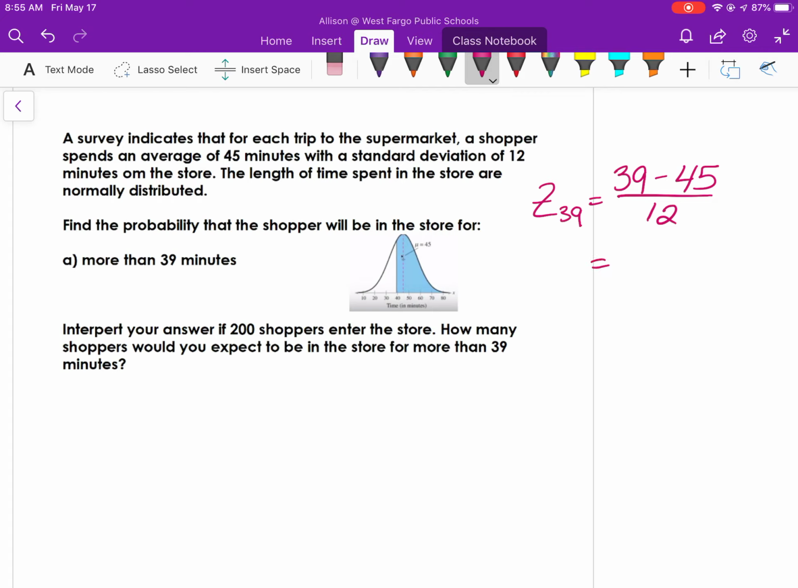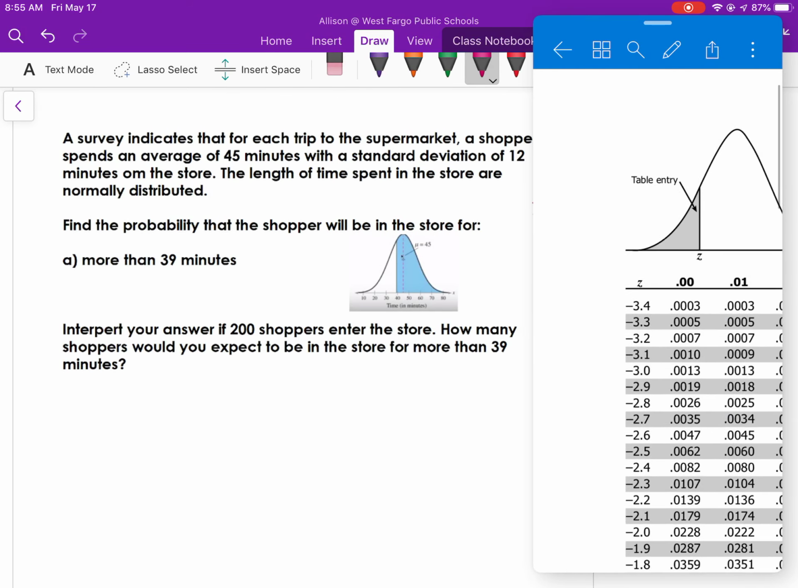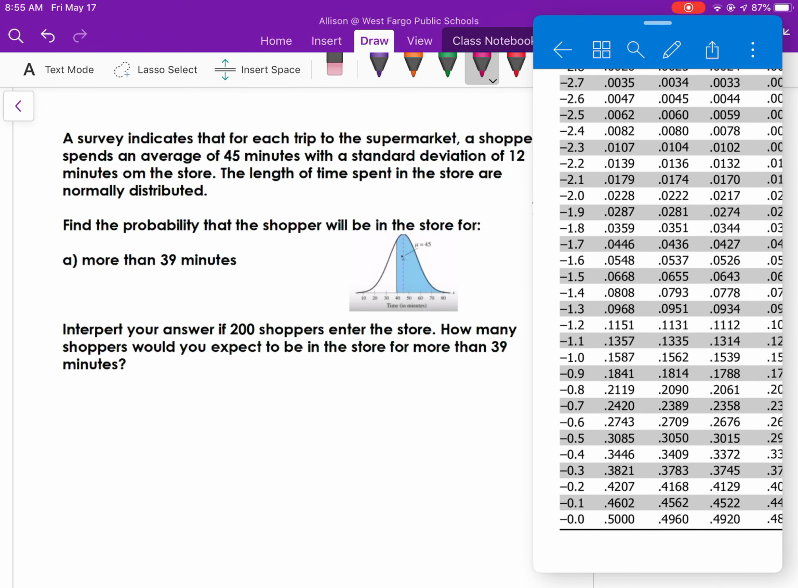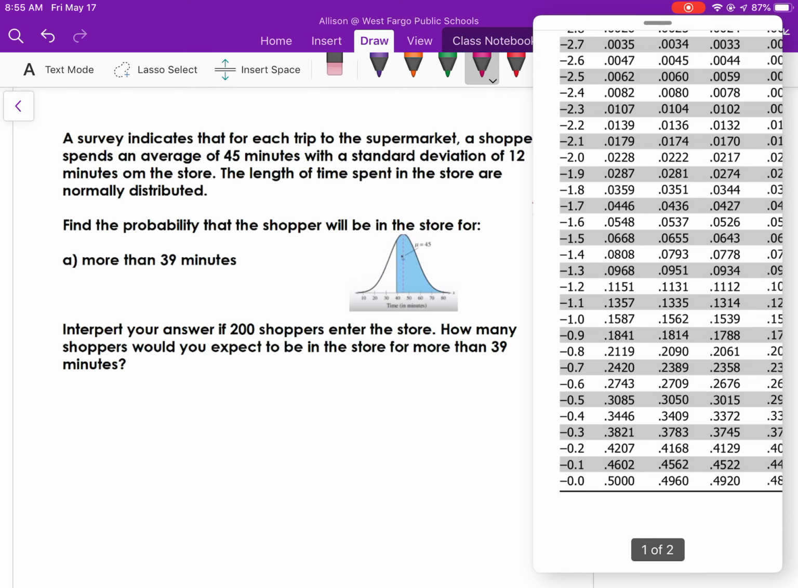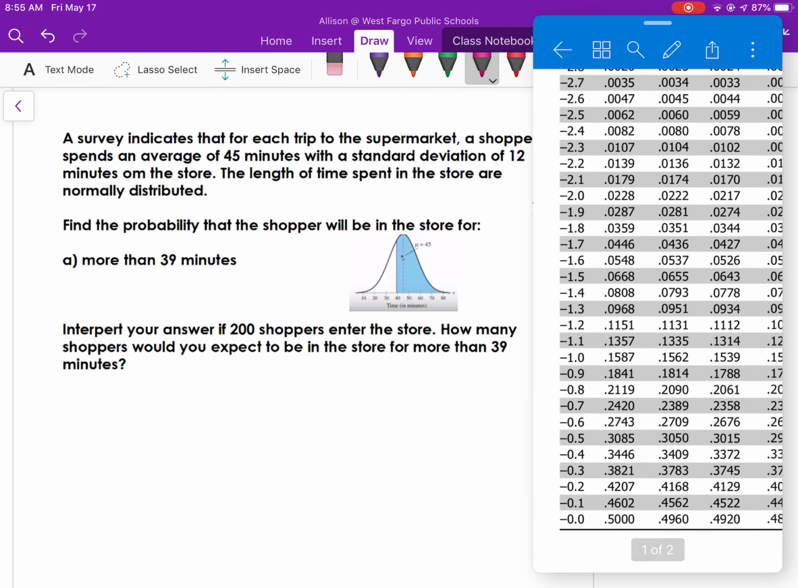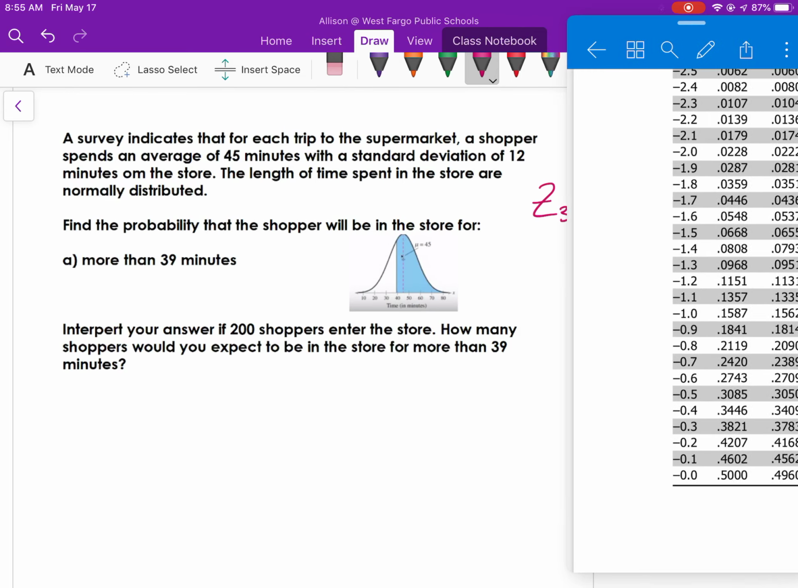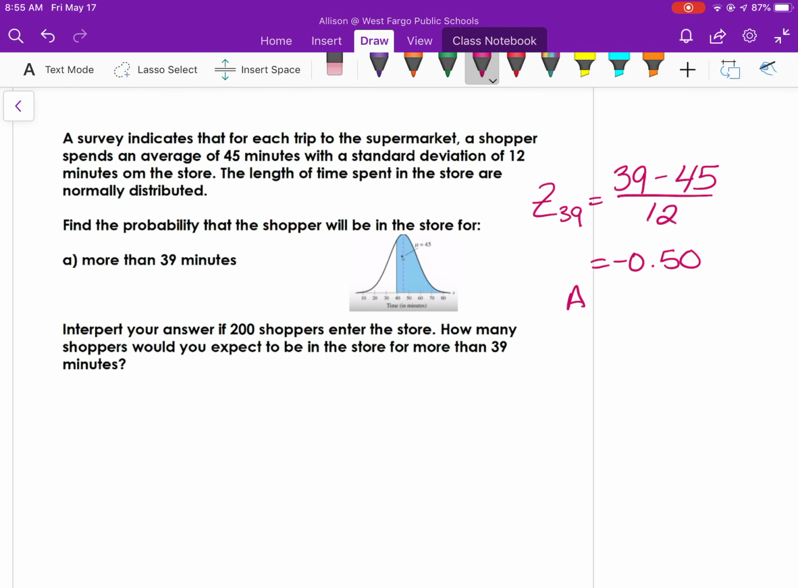And for that decimal, I got negative 0.50. So if I look at my z-table and find negative 0.5, that's the first one here, negative 0.5, so 0.3085. So the area for that 39 is 0.3085. But let's look at the normal curve here.